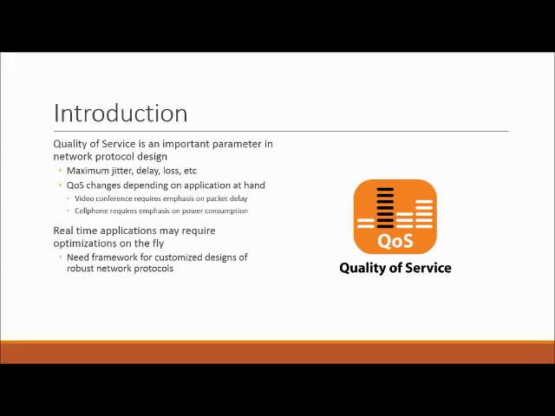It's important to note that quality of service can change depending on the application at hand. Say you have a video conference, you want to emphasize packet delay, whereas a cell phone might require an emphasis on power consumption. Real-time applications may require optimizations on the fly, so we need a framework for customized designs of robust network protocols.